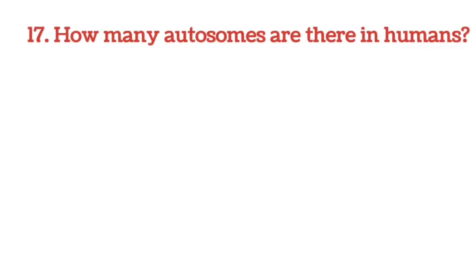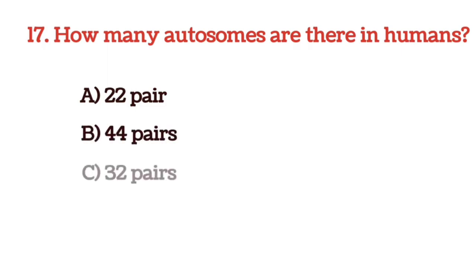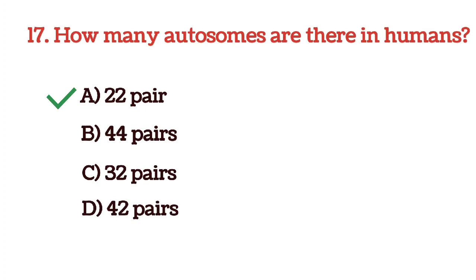How many chromosomes are there in humans? The options are 22 pairs, 44 pairs, 32 pairs, and 42 pairs. And the correct answer is, in humans we have 22 pairs of autosomes, and one sex chromosome pair, XX or XY. So the correct answer is option A, 22 pairs.